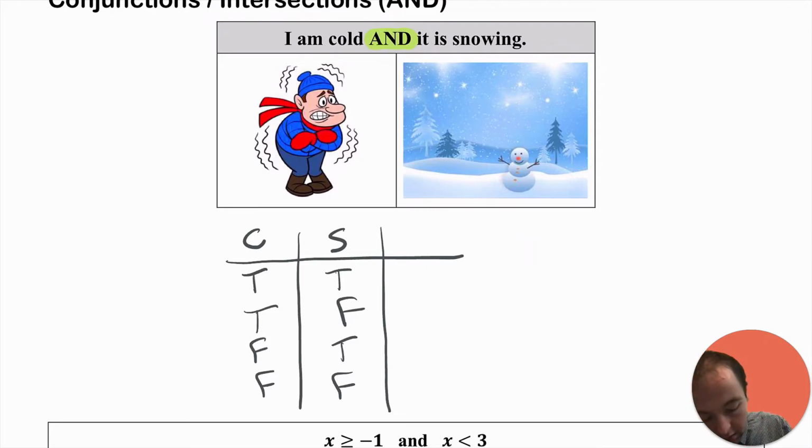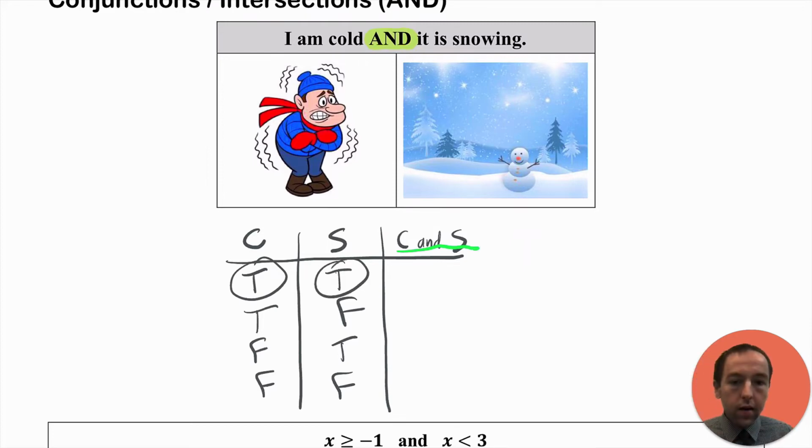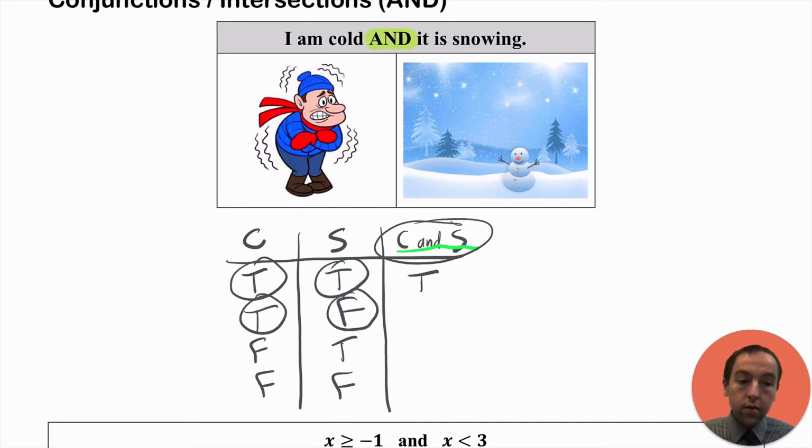Based on those truth values, we want to determine the truth value of the statement that it's cold and snowing. Think about this then. If it is true that it is cold and it is true that it is snowing, then is it true or false that it is cold and snowing? The answer is that it is true. And then if it's false that it's cold but true that it's snowing outside, then is it true that it is cold and snowing? In that case, no, it's not true.